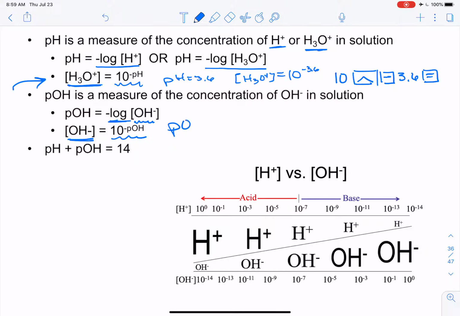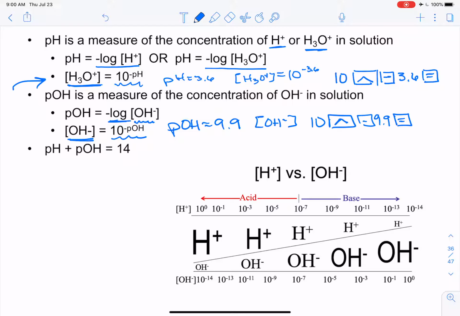So if we have a pOH that's equal to 9.9, how we would figure out the concentration of hydroxide would be 10, and then you'd hit that little rooftop key or the caret or whatever we want to call it there, and then you would say negative 9.9, and then hit the equals key. And that would give you some number times 10 to something, okay?